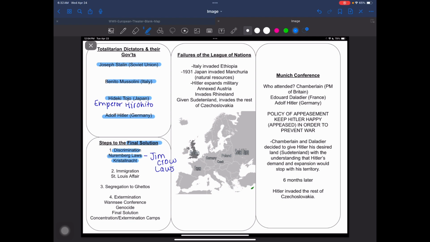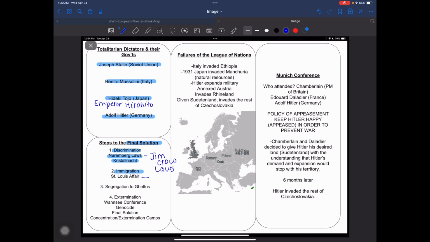The next step is that he tells Jews they need to get out. They need to leave Germany. They're not welcome, and he encourages them to leave. Some board a ship called the St. Louis and attempt to come to America. It's important for you to know why they were not accepted.